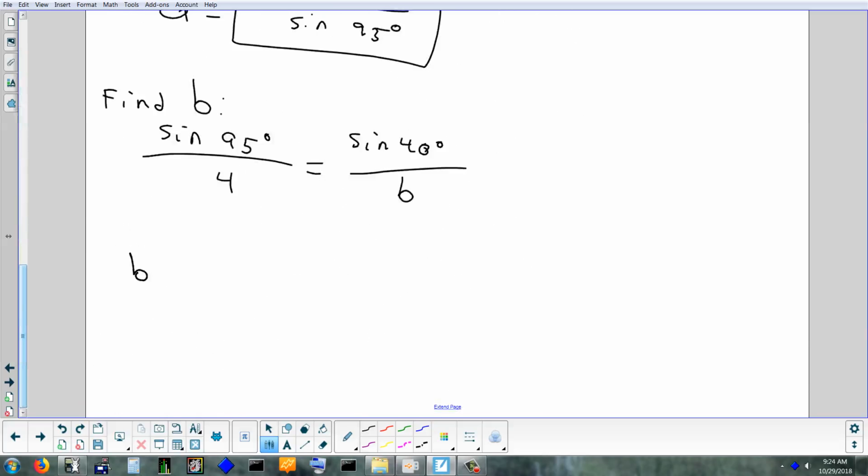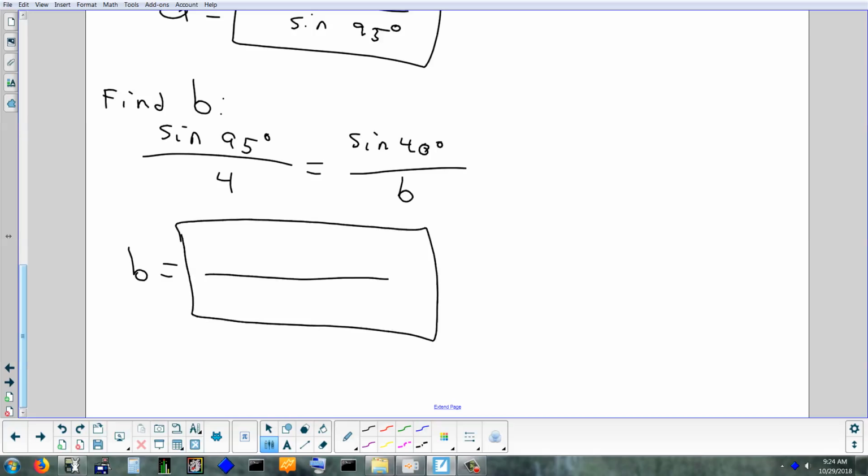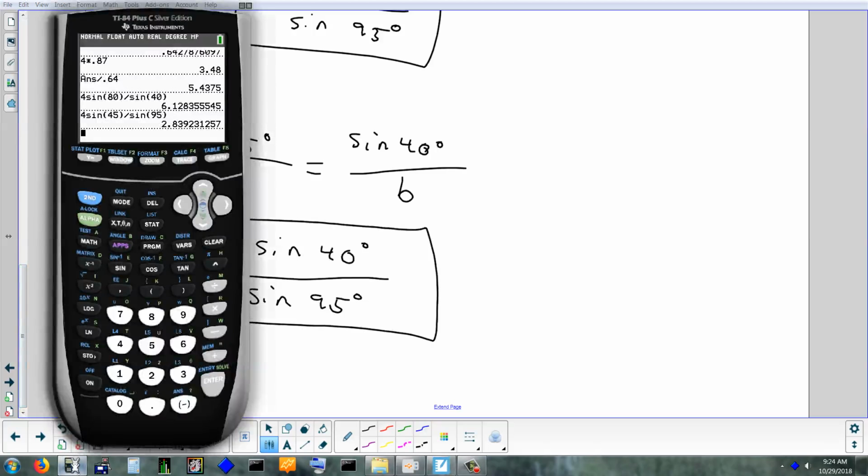Okay, and when I get B by itself, Ephraim, can you tell me what my formula will be for B? 4 sine 40 over sine 95. Yep. So what's nice, since I typed in pretty much the same thing except I changed one number, on my calculator I can hit second, enter, it'll bring up the last thing I typed in, and all I have to do is change one number. Is that faster than typing it in from scratch? I don't know, maybe, but it's kind of handy.